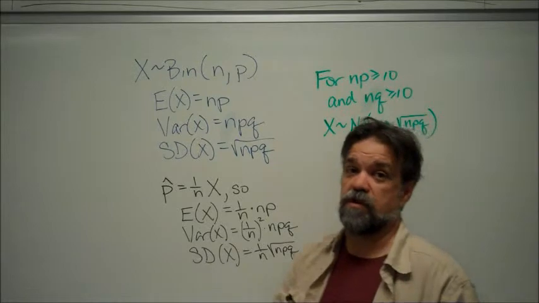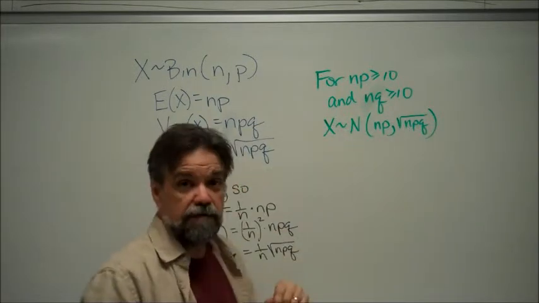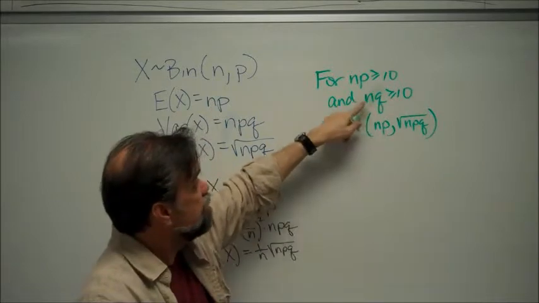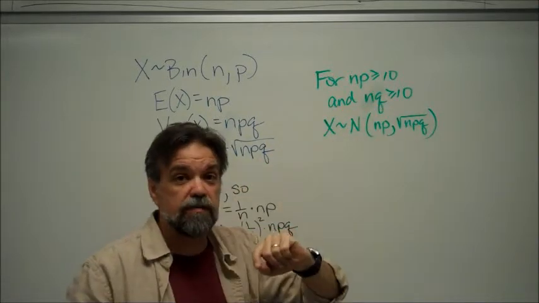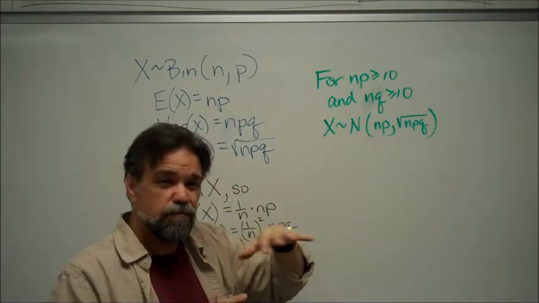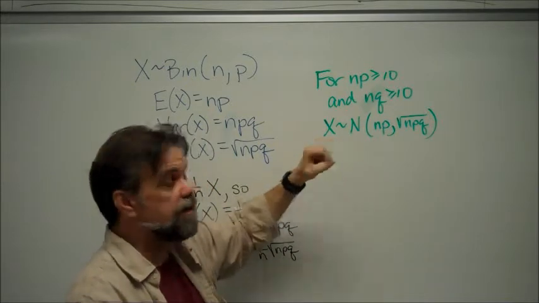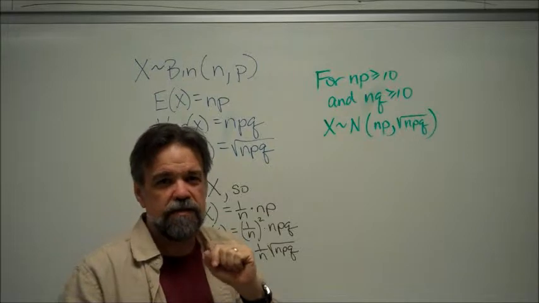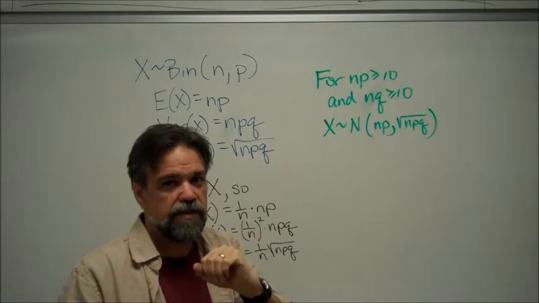And we also know that when n is big enough, that is to say, when n times p is greater than or equal to 10, and also when n times q is greater than or equal to 10, that X is practically normally distributed. Okay, I say practically because, you know, there's a little bit off there, but really not much at all.